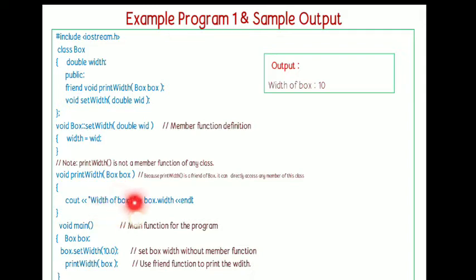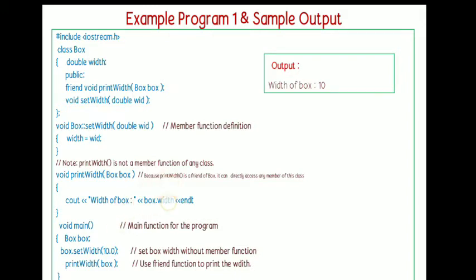So now we are printing the value by object box dot width. So we are accessing the width. Width is the private member. So we are accessing the private member using the object of the class Box. This friend function has the right to access the private member of a class.